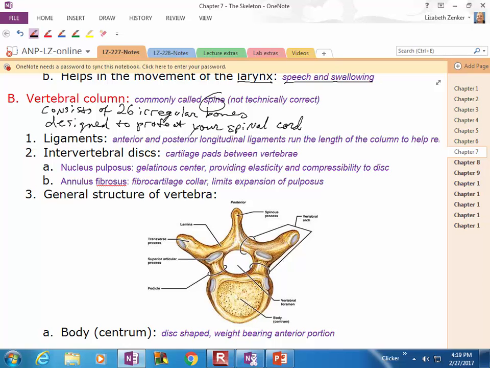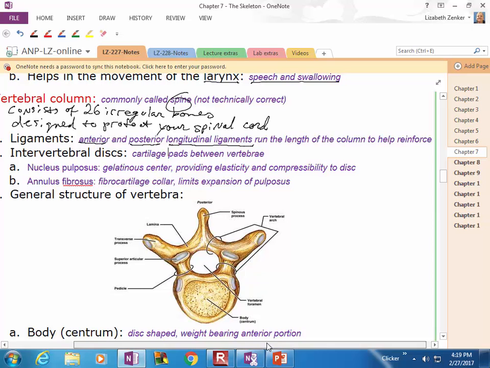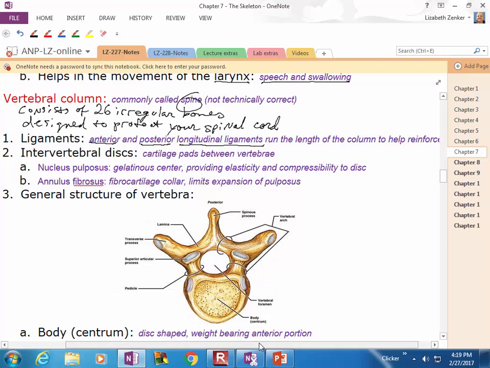So we have ligaments. There is an anterior and a posterior longitudinal ligament that runs the length of the column to help reinforce and stabilize. Sorry, this is kind of largish, isn't it? All right, you'll see a picture of it in a little bit, but basically this ligament helps stabilize the vertebral column.